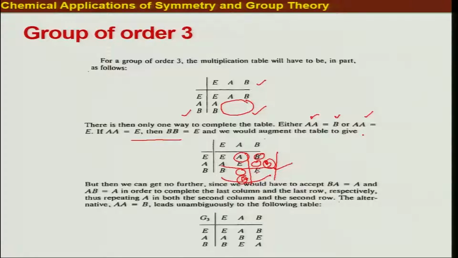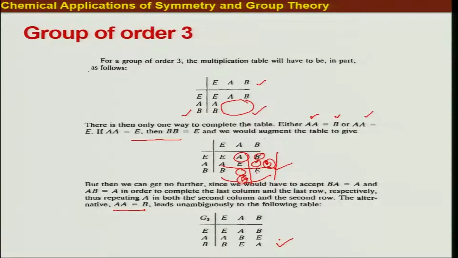Then what are we left with? We are left with the condition AA equals B. All right. So instead of having AA equals E, if we choose AA equals B, then we can end up getting this particular table. And you can do it yourself step by step. Suppose you choose this condition AA equals B, write it up, and then keep filling in the blanks that are there, and you will end up with this particular multiplication table.